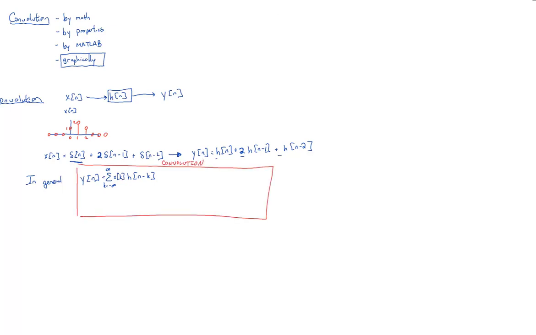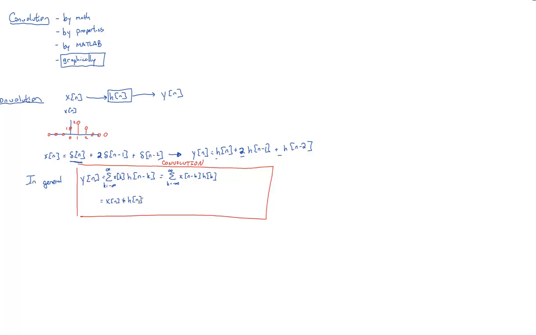Now the formula works in reverse too. So we can flip our roles of x and h and have it still work. But it's really the first one that you see the most of the time. And this is just the same notationally as saying it's x convolved with h.